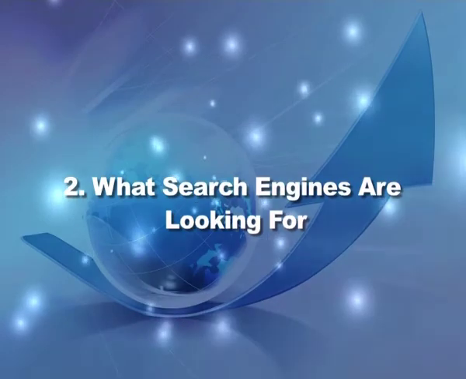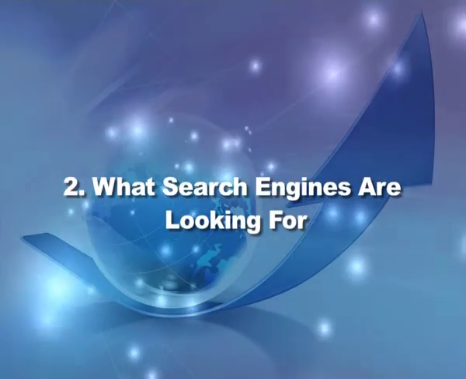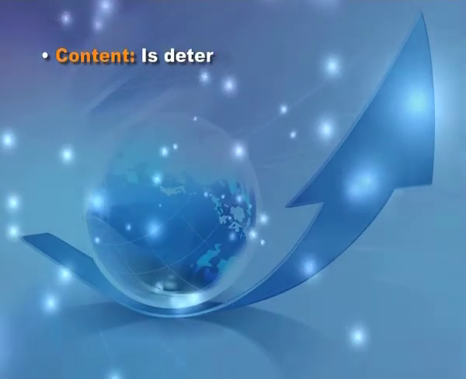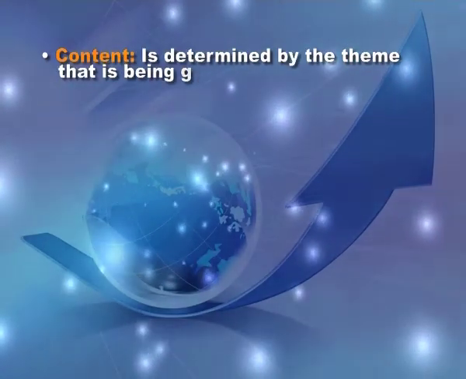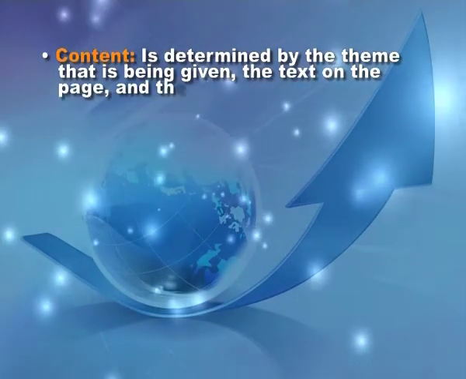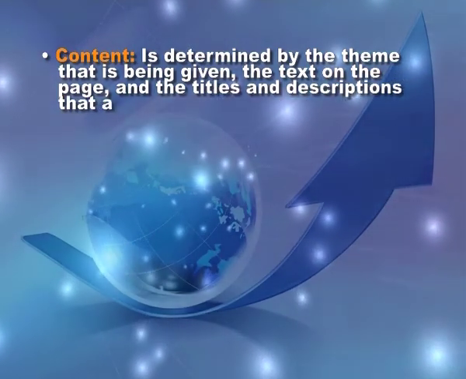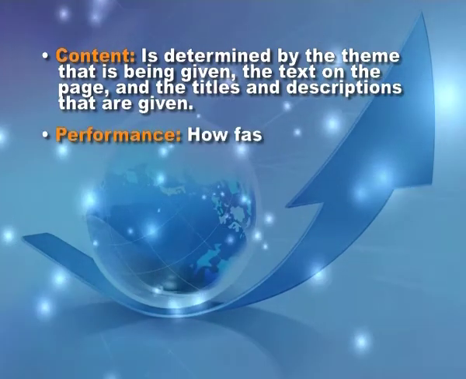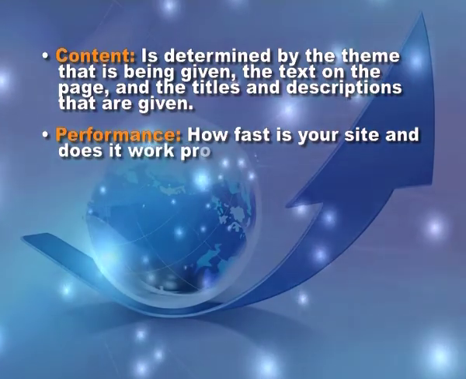Number 2. What are search engines looking for? Search engines want to do their jobs as best as possible by referring users to websites and content that is the most relevant to what the user is looking for. So how is relevancy determined? Content is determined by the theme that is being given, the text on the page and the titles and descriptions that are given. Performance: how fast is your site and does it work properly?